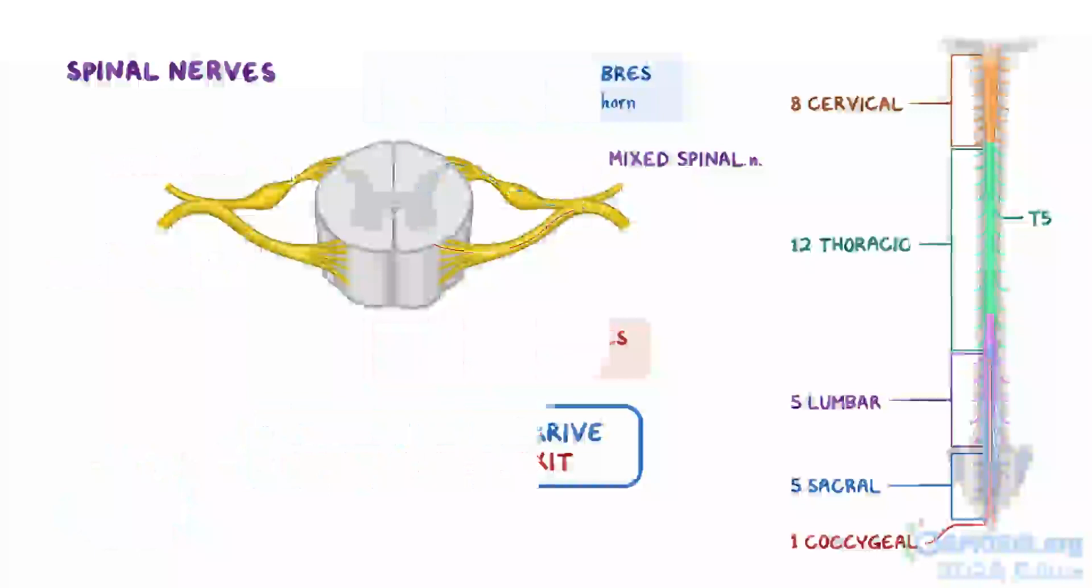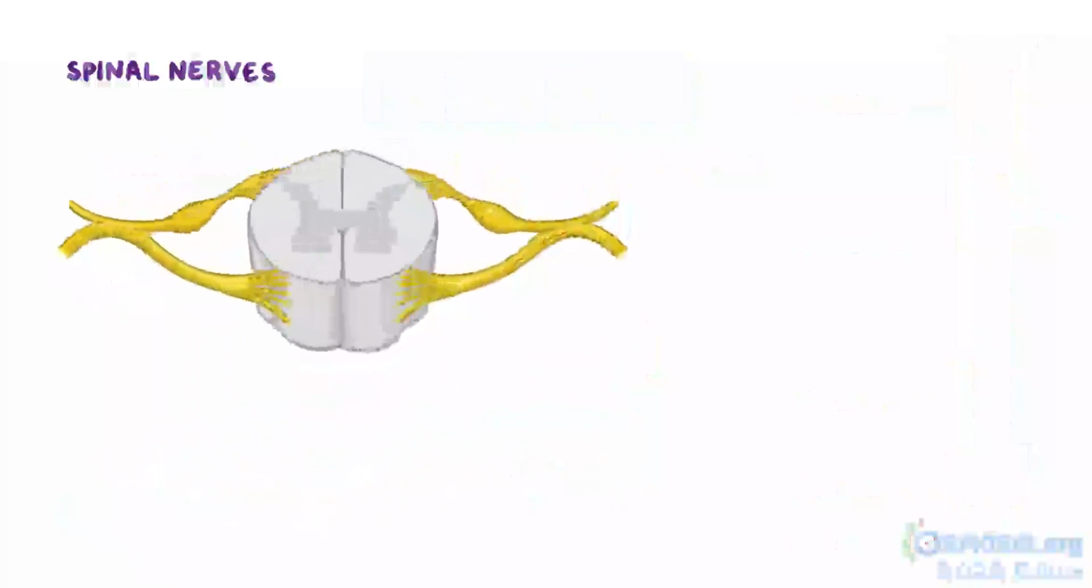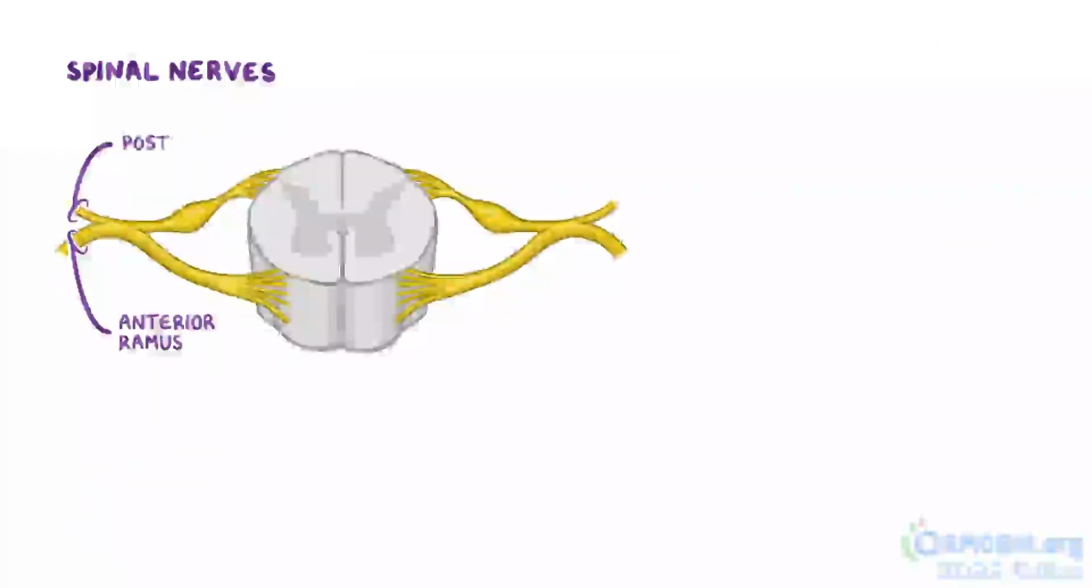Now, each mixed spinal nerve almost immediately divides into 2 rami, a large anterior ramus and a small posterior ramus, that supply different parts of the body. Because both the anterior and posterior rami are branches of mixed spinal nerves, they carry both sensory and motor fibers.